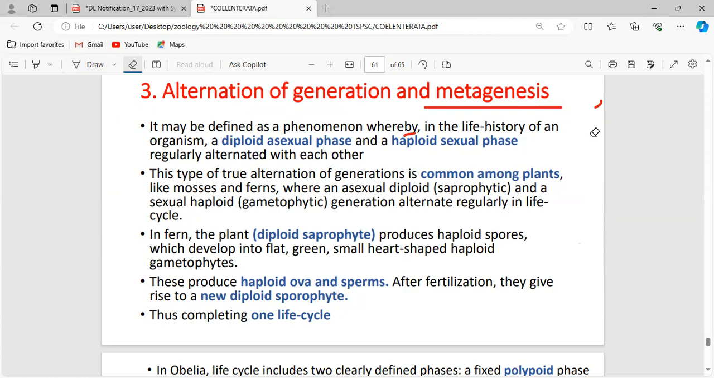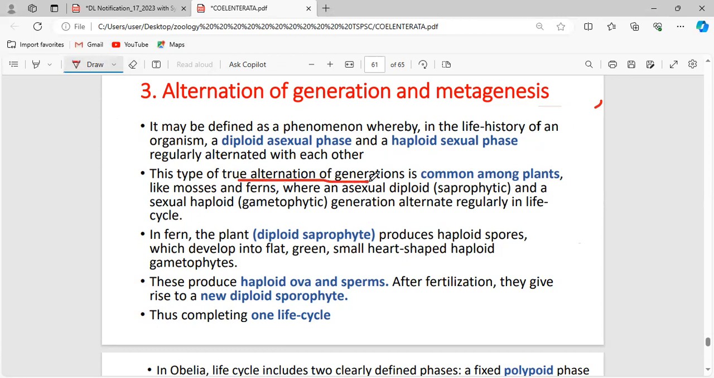Now come back to the alternation of generation. In the life history of an organism, a diploid asexual phase and the haploid sexual phase regularly alternate with each other. In their life cycle, this asexual phase and sexual phase will be alternating with each other. That is why it is called the alternation of generation.